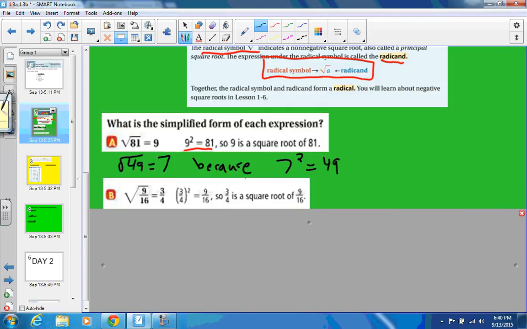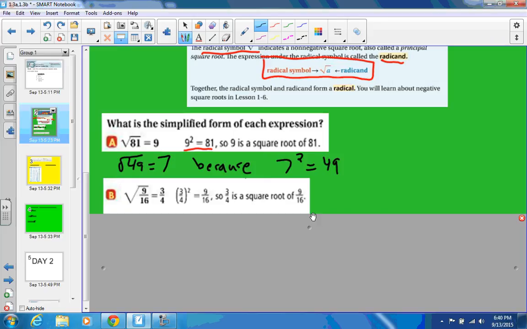Now here's one with a fraction. I'm not going to do a lot of these, but I wanted to show you the square root of 9 over 16 is equal to 3/4. Because I'll write it over here. Again, we want to figure out what number times itself will get you to 9 over 16. And 3 over 4 actually does. Remember, we multiply straight across when we do multiplying fractions. 3 times 3 is 9. 4 times 4 is 16. So the square root of 9/16 is 3/4. Okay?